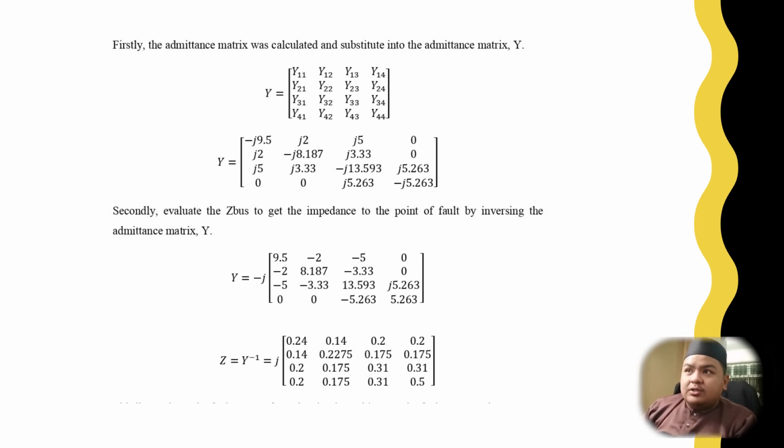After we have obtained all the necessary components for Y, from Y11 until Y44, we plug them into the admittance matrix Y, which is a 4 by 4 matrix. From all of these values, we bring the negative j outside of the matrix bracket. Using this matrix, we invert the Y admittance matrix in order to evaluate the Z impedance. Inverting the Y matrix using a calculator, the negative j outside of the bracket automatically becomes j due to the inverse, and we have the Z components for this circuit.